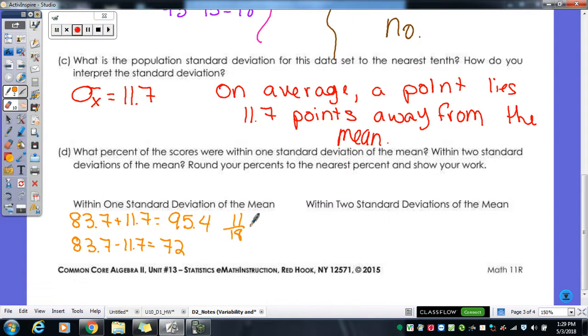So 11 people out of 18 fall within one standard deviation of the mean. As a percent to the nearest percent, what do we get? 61. 61%.